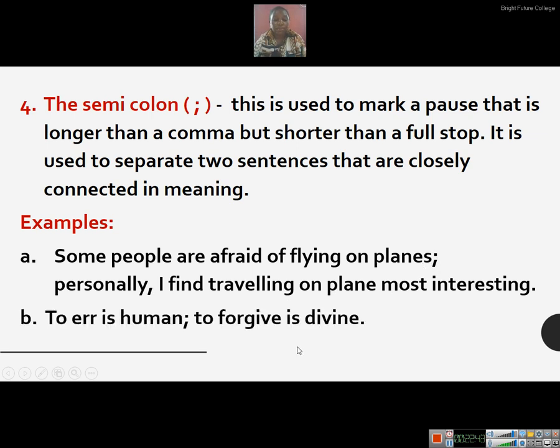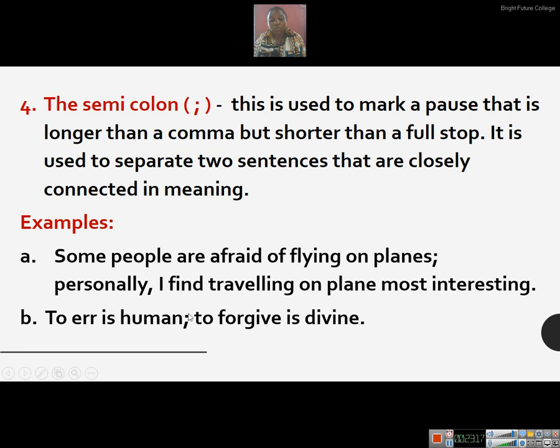The next example is, "To err is human; to forgive is divine." We have the semicolon after human, and then to forgive is divine. They are closely related. Err means to offend. To err is human, that means to offend somebody is normal with human beings, but to forgive that person, you need divine grace. So, to err is human; to forgive is divine. They are closely related.